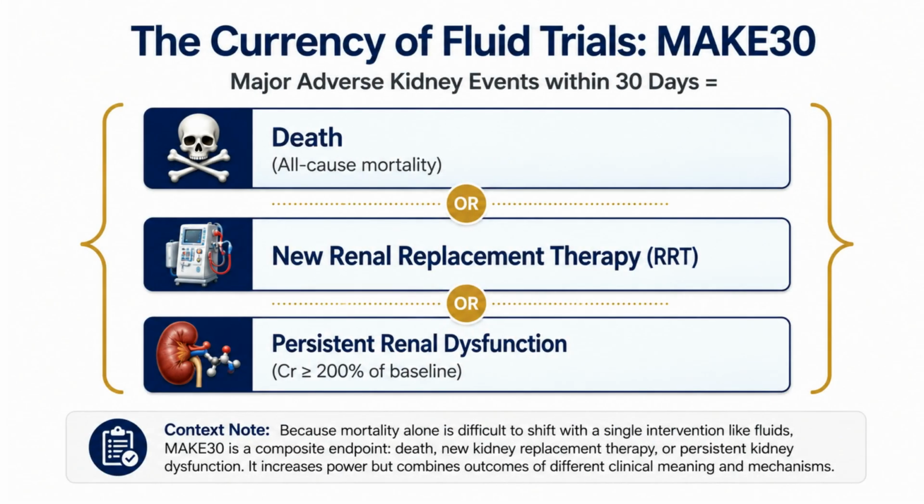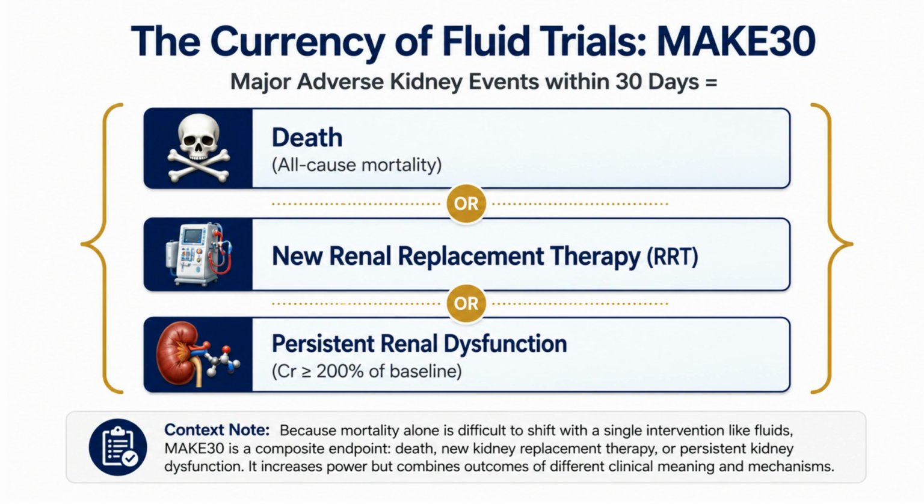Many fluid trials use a composite outcome called major adverse kidney events within 30 days, often called MAKE 30. It usually includes death, new kidney replacement therapy, or persistent kidney dysfunction, such as a creatinine at least 200% of baseline. Composite endpoints are useful because death alone is hard to shift with a single intervention like fluid choice. They increase statistical power, but they also combine outcomes with different clinical meaning. Death, dialysis, and persistent creatinine elevation are not interchangeable events.